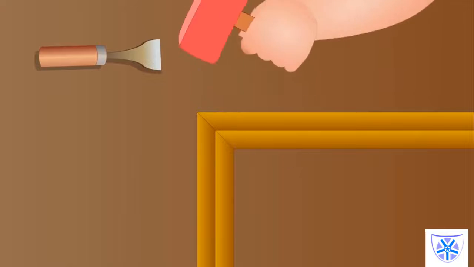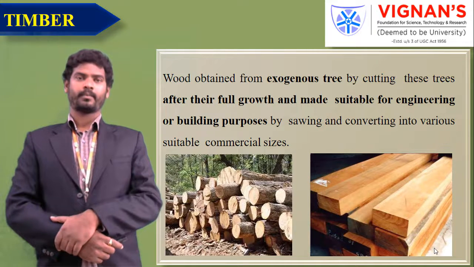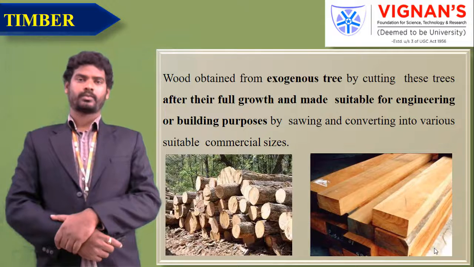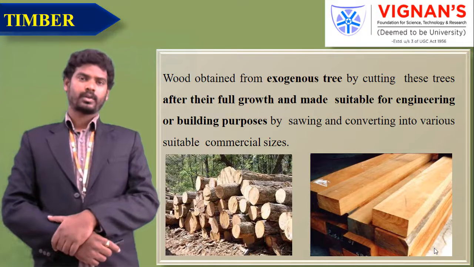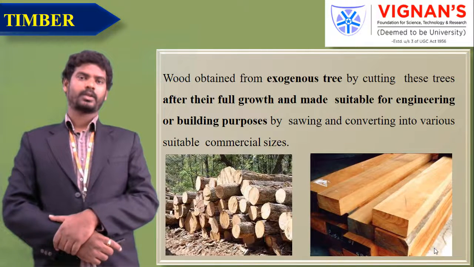Next one, timber. Timber is the name given to wood obtained from exogenous, meaning outward growing trees. In these trees, the growth is outward from the center by adding almost concentric layers of fresh wood every year, known as annual rings. After the full growth, these trees are cut and sawn to convert into rectangular sections of various sizes for engineering purposes. This is nothing but timber.